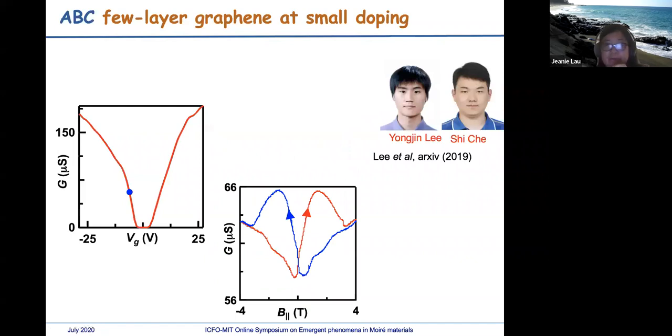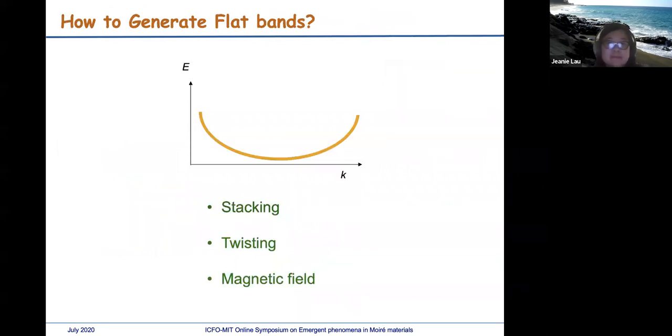Okay, so this is just a very brief touch upon how we can produce flat bands by stacking tetralayer graphene. Now of course we're going to tell you about the twisting. So this is, I tried.